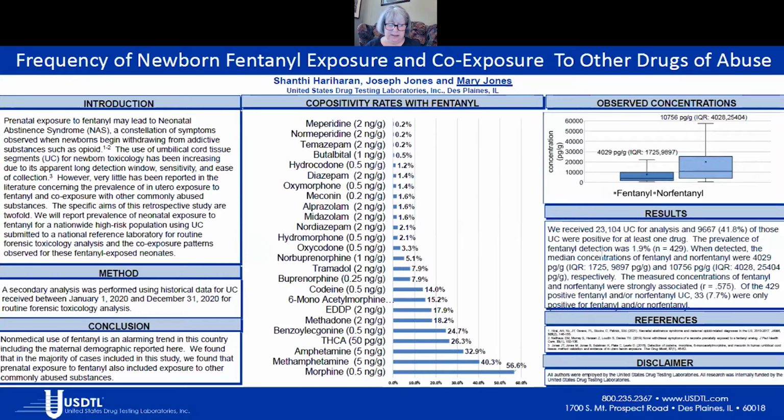So in our study, the median concentration of fentanyl was 4,029 picograms per gram. Norfentanyl was 10,756 picograms per gram. Of the 429 specimens testing positive for fentanyl, only 33 samples were positive for only fentanyl and norfentanyl, which means 92% of those babies that were exposed to fentanyl were exposed to another drug of abuse.